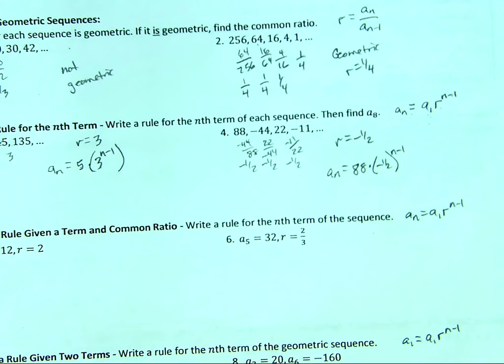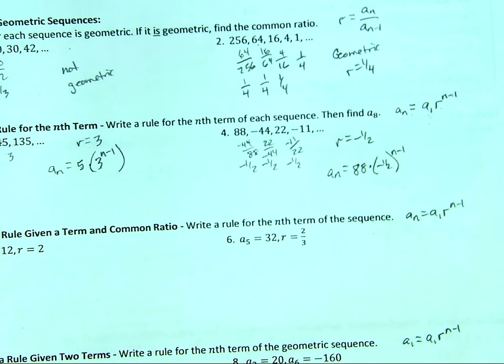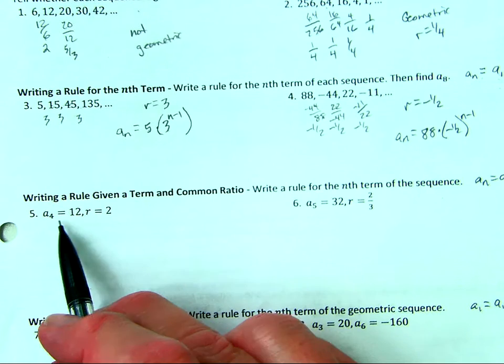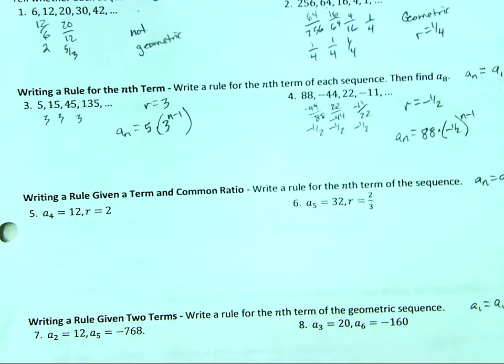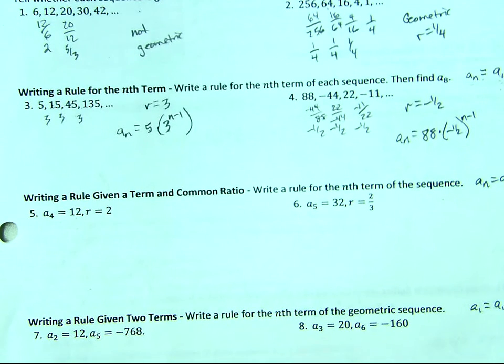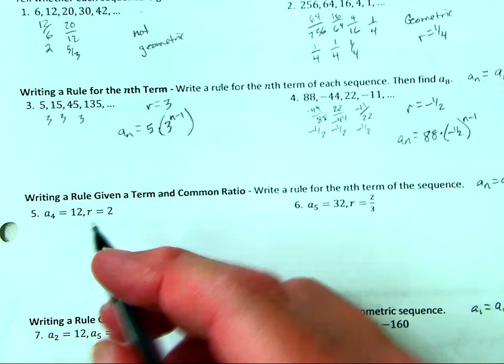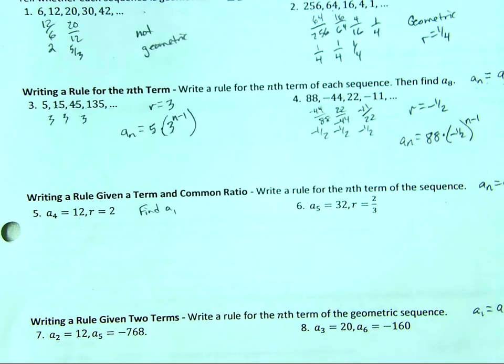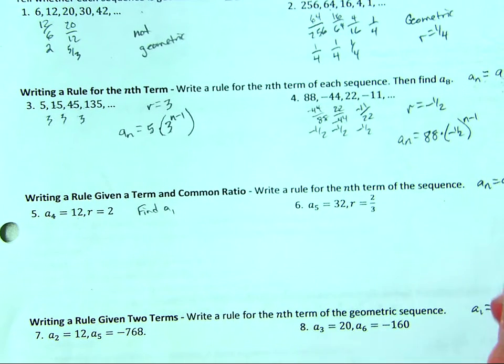All right, now those are pretty basic ones. Now let's go to one that's a little bit trickier, where they don't give you the first term. So here, they gave us the fourth term is 12 and r equals 2. Similar to what we did with arithmetic, we need to find a sub 1, because we need that for our formula. So let's plug into our formula.